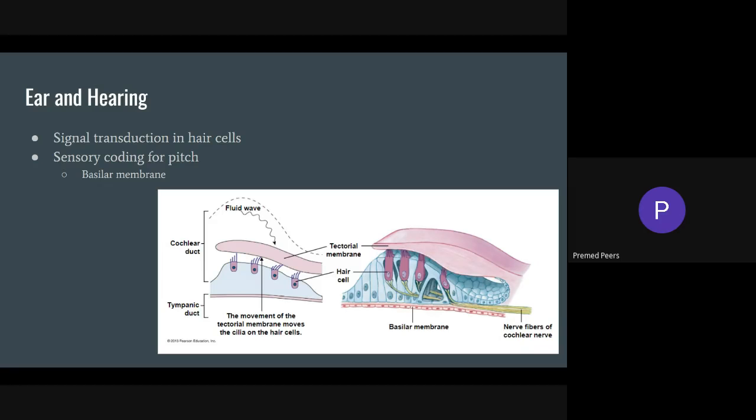The basilar membrane has an interesting shape. It's thicker on one end and thinner on another end, and I think it might be wider on one end too. Basically, it has a variable sensitivity to frequency. So the hair cells in different locations are going to vibrate or be depolarized by sound waves, depending on where on the basilar membrane they're located. And based on which neurons in which location of that membrane are depolarized, that is how your brain is able to distinguish pitch. Any questions over that?